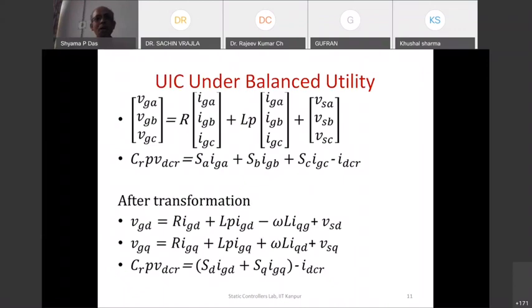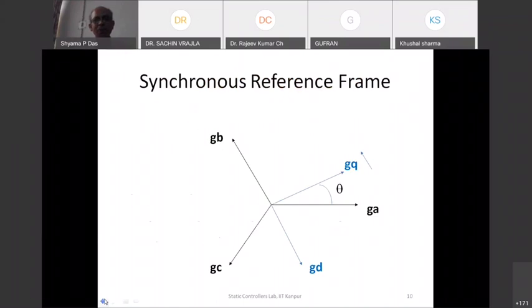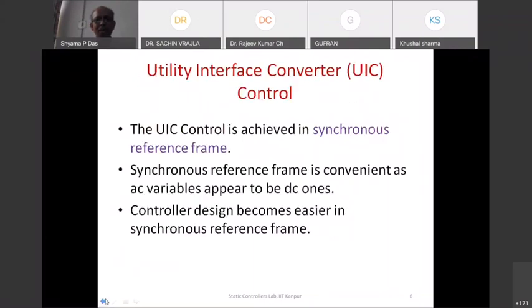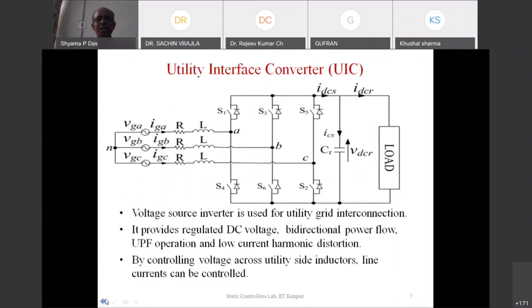If we just go back to the previous slide, this is basically our converter. The converter has 3 different phases, A, B, and C. And in each phase, we have 2 switches: S1 and S4 in phase A, they are IGBTs, S3 and S6 in phase B, and S5 and S2 in phase C.